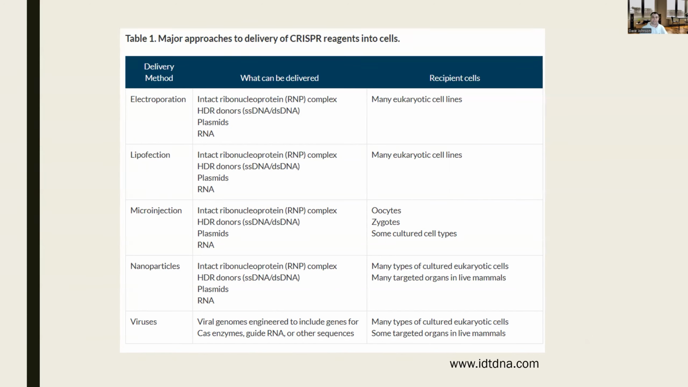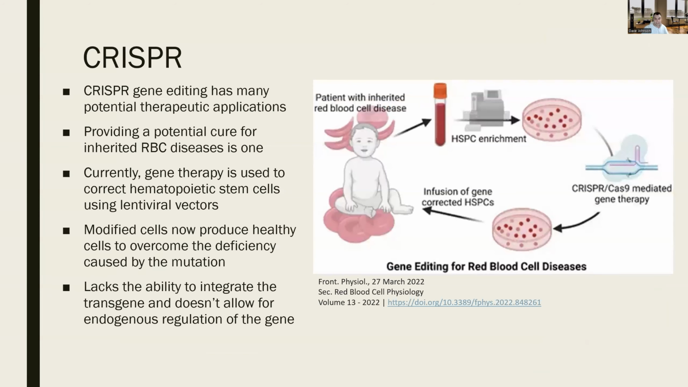So what I want to end this conversation with is, what are some potential applications for CRISPR in human beings? What are some things that CRISPR might be able to do? Well, here's a great example. CRISPR gene editing has many potential therapeutic applications. One of the ones that has a lot of potential for being used in the near future is for patients who have inherited red blood cell diseases. There are lots of different inherited conditions, such as sickle cell anemia and beta thalassemia. These are red blood cell diseases.